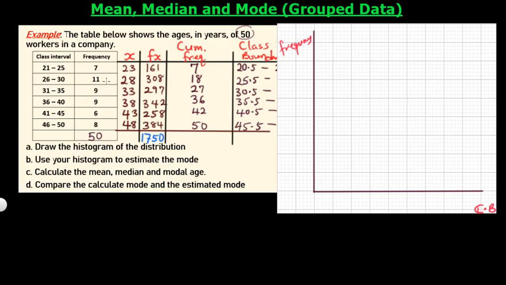So the highest frequency is 12, the lowest is 6. So what if I decide to make the scale 2, 2? So here, 2, 4, 6, 8, 10, 12, 14. And here, the first in this class I want to use is 20.5. So 20.5 is the lowest here. I'll start from the class boundary 20.5. Let me start from here, 20.5.